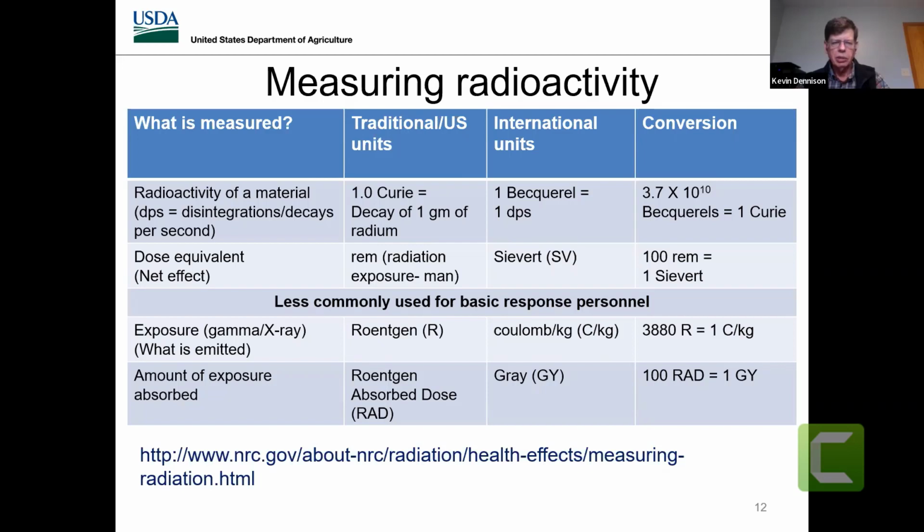Less commonly used in response is exposure, what is emitted, and that's a roentgen and coulomb per kilogram, and the amount of absorbed dose, which is a rad or a gray. And rads and grays for gamma radiation are really similar to rems and sieverts for the average responder.